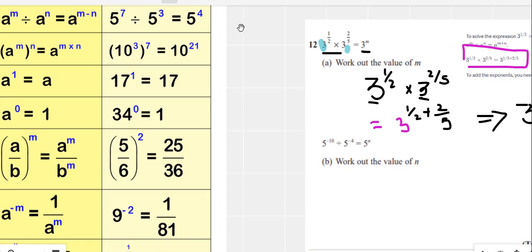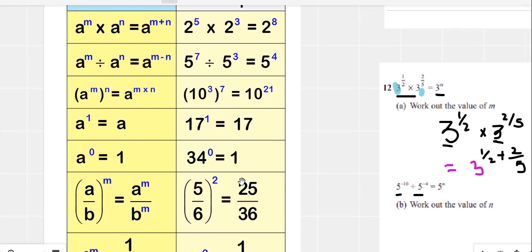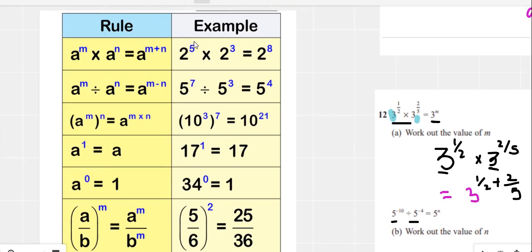We can see that 5 and 5 is same here. So when there is a divide sign and the bases are the same, the rule of exponents, indices, is that you can subtract the powers, like 5 power 7 divided by 5 power 3. When you divide, you will not divide the powers, you will subtract them. So 7 minus 3, which is 4.